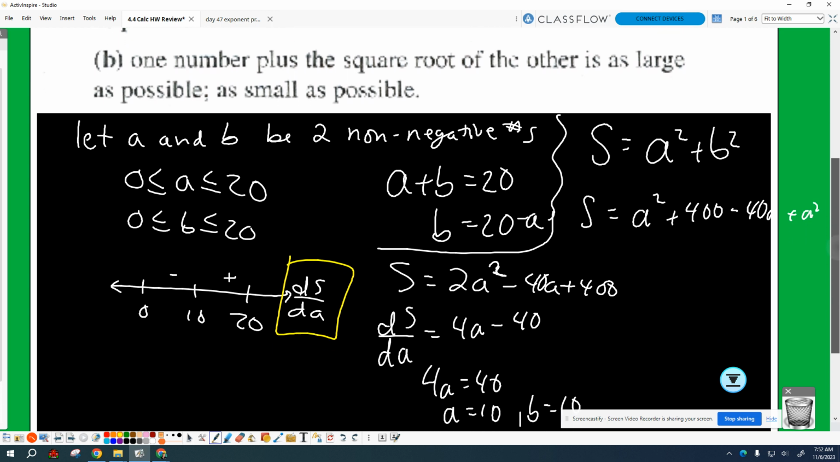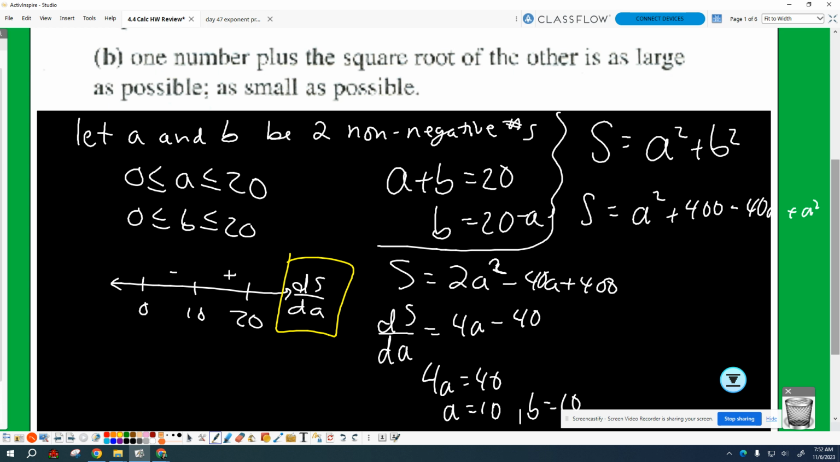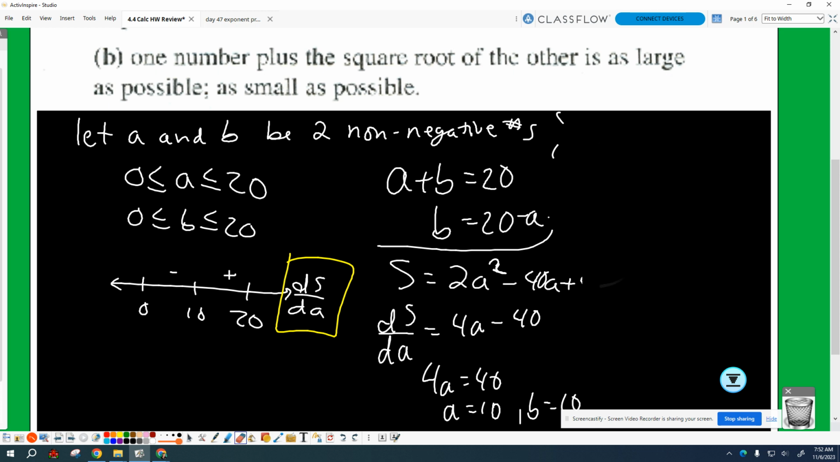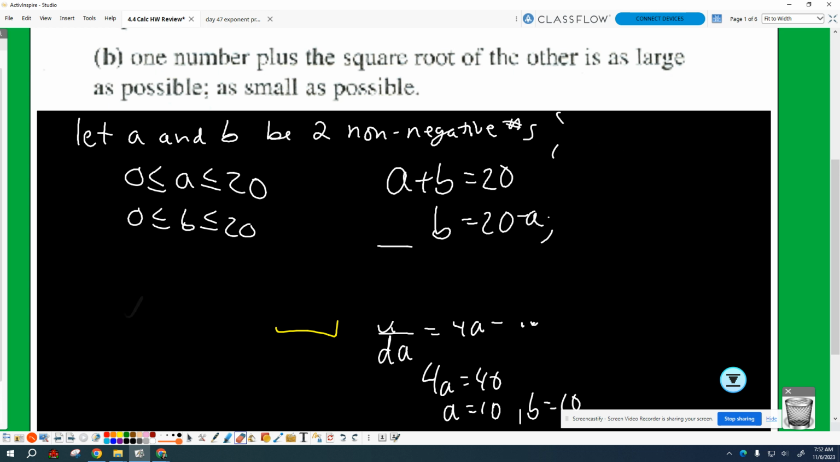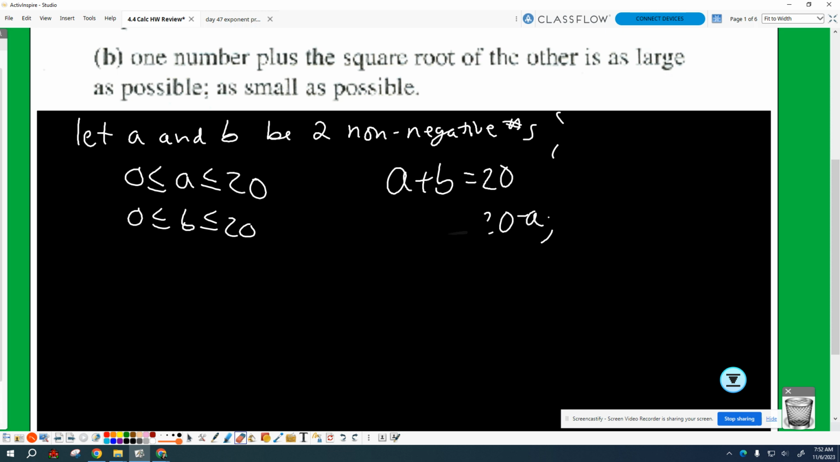All right, this one now, part B. Sophie, this one kind of applies to what you were just asking about. What if one of them's different? So it's the same two numbers that add up to 20, and this time the square root of the other is as large as possible. One number plus the square root of the other.